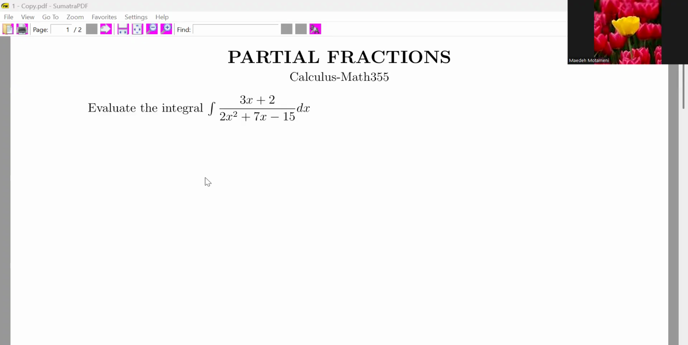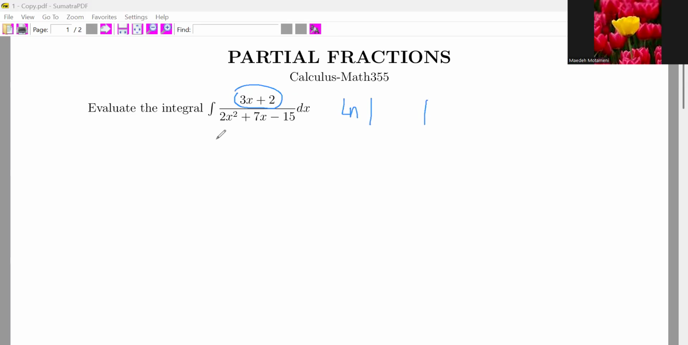So in this video, we're going to evaluate this integral. Whenever you have fractions, first of all, think of finding the derivative over the function itself. So you would think of if you can find the derivative of the denominator here. If that works, the answer will be ln of the absolute value of the denominator.